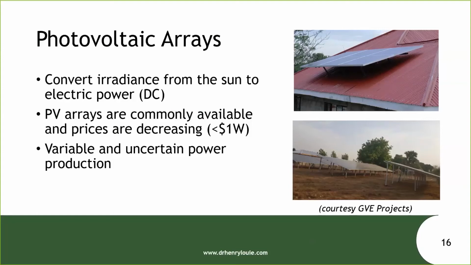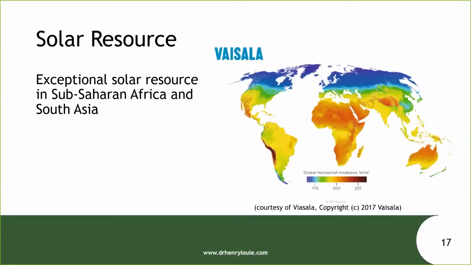So that's quite low. Now the drawback to PV arrays is that the power that they produce is variable and uncertain, meaning it's going to vary throughout the year, and you're not going to know that far in advance how much energy it's going to produce on a given day. So that means it requires a bit more engineering and a bit more battery backup than if you had an entirely deterministic source.